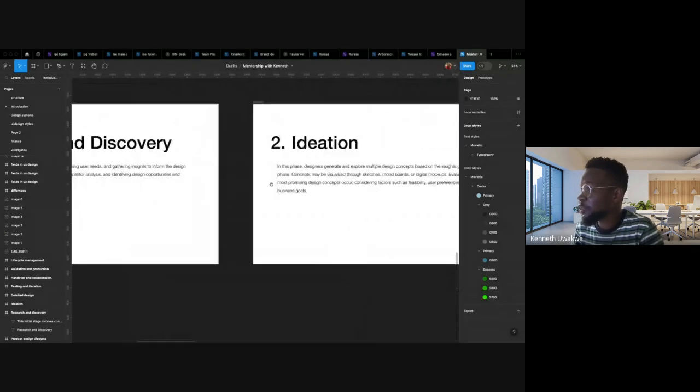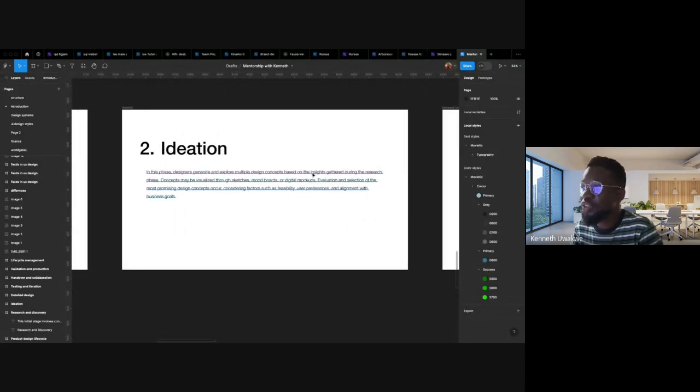So let's move on to the next one, ideation. In this space, you've already identified some of the pain points and some of the challenges users are experiencing. And this is the point where we now start thinking about the solutions, crafting out solutions. You explore multiple design concepts based on the insight you gathered during the research phase. Yeah, this is very, very fundamental.